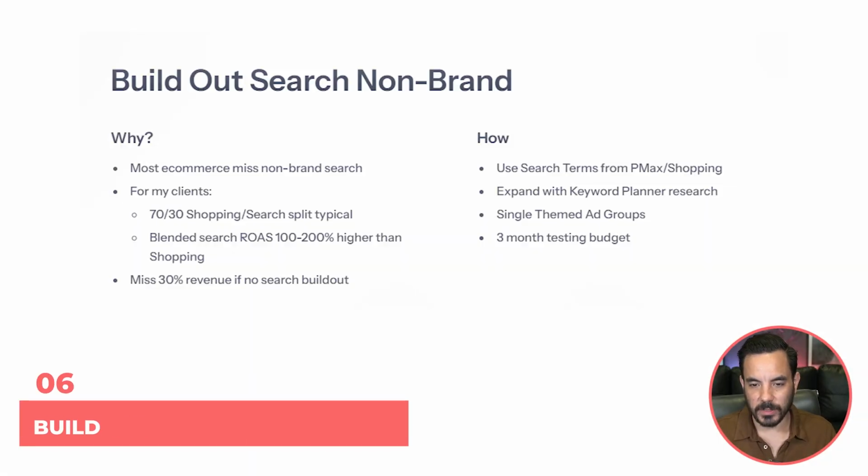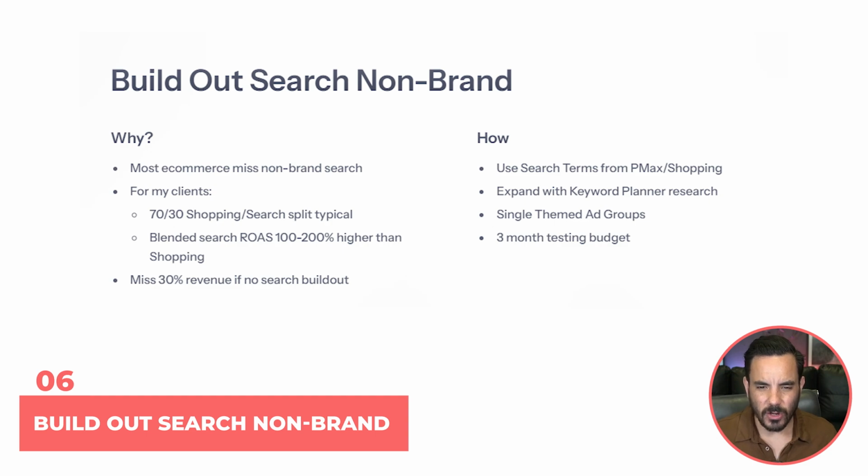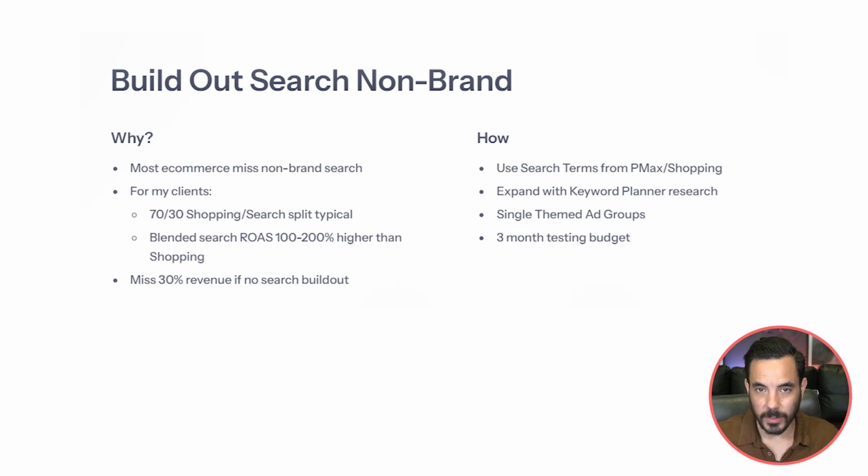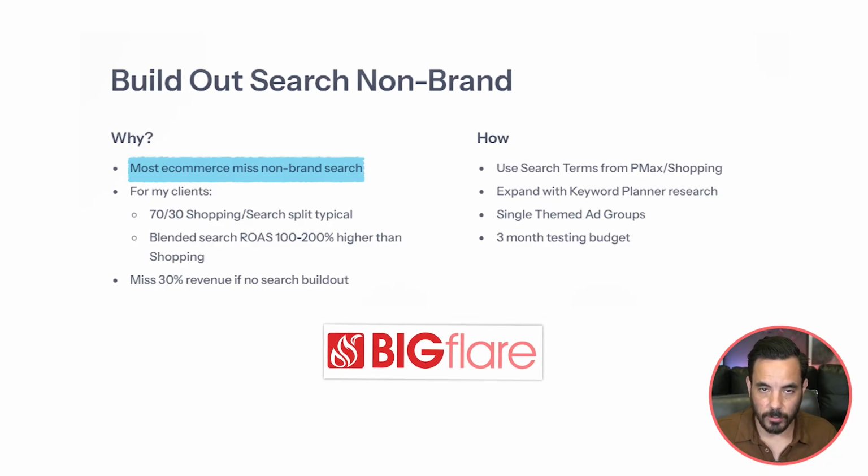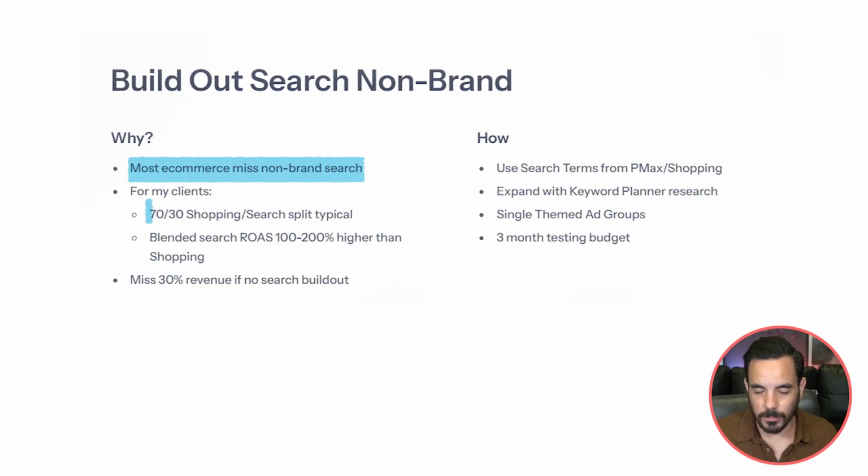Next up, build out search non-brand. So many e-commerce advertisers miss out on this. They hear that Google is all about shopping and then that's all they do. Most e-commerce brands where I audit their account aren't even doing search non-brand, and that's a huge missed opportunity. Like for my clients at Big Flare, we build out search non-brands for all of them, and then I'd say typically we get about a 70-30 split between shopping and search, meaning that if you're making 100k revenue, about 70k of that is coming from shopping, 30k of that is coming from search.